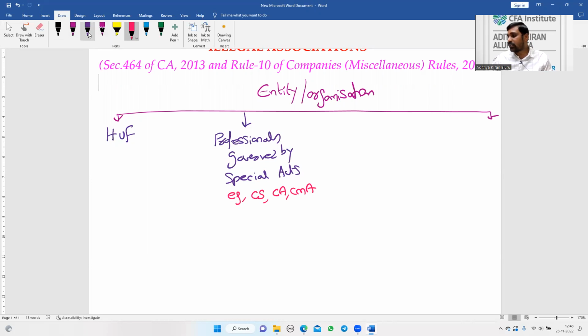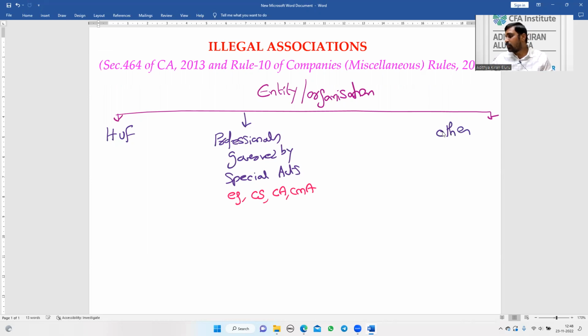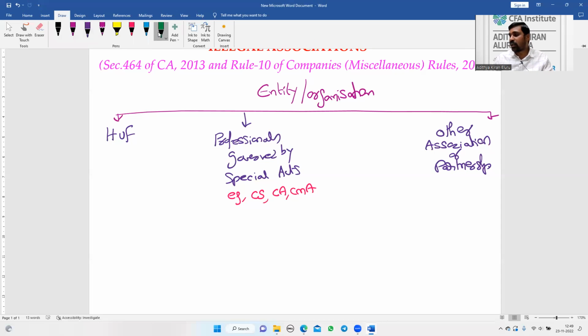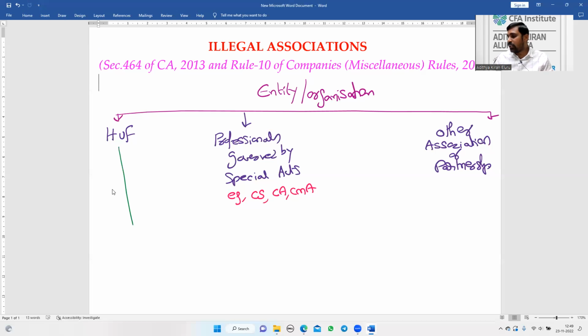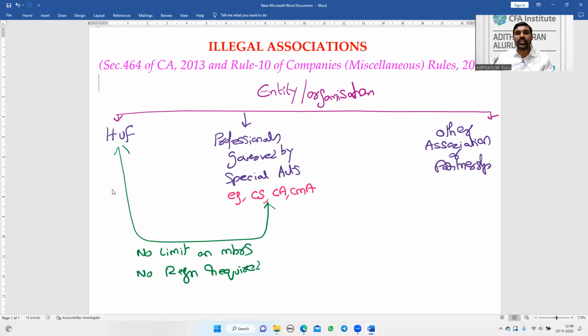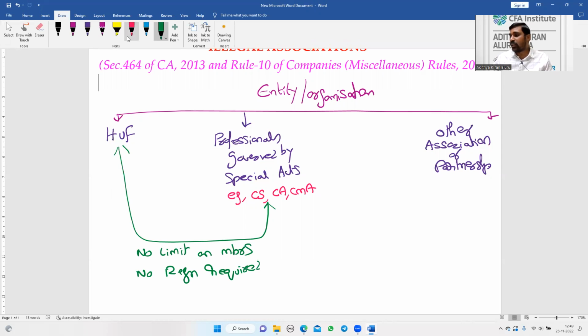Next, other associations or partnerships. So for HUF and partnership of professionals, there is no limit on the number of members, and no registration is required. There is no limit on those two categories of entities, and also there is no registration required.